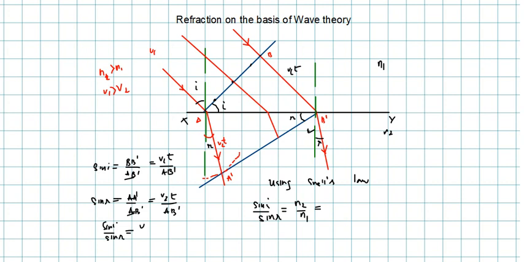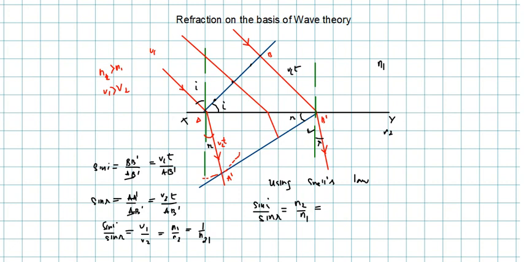V1 by V2, which is n1 by n2, we can take the reciprocal and write this as 1 by n21, sin I by sin R. So you can see we are going into the next medium. So V2, let me just see, I think I have made some mistake here.